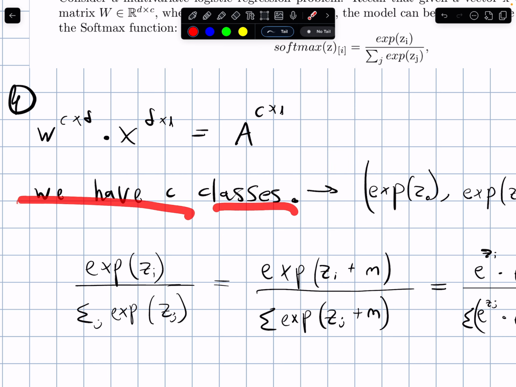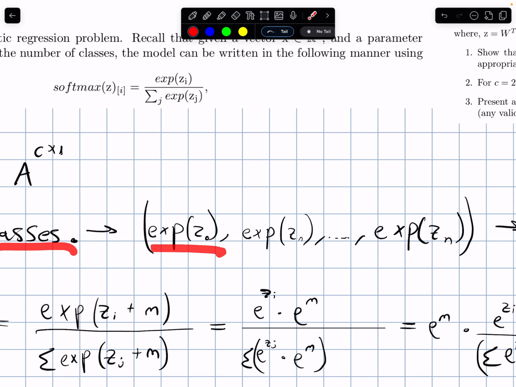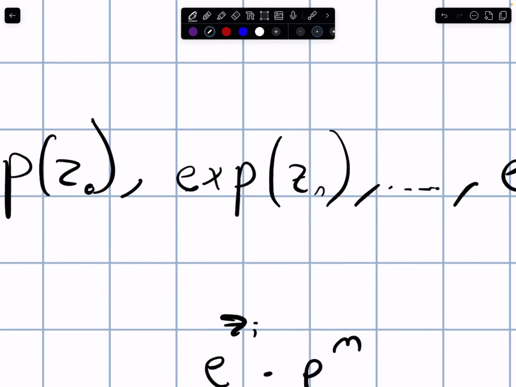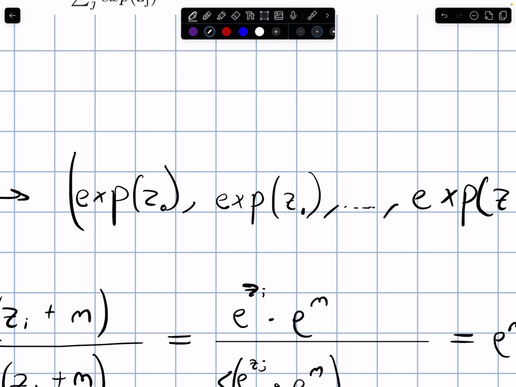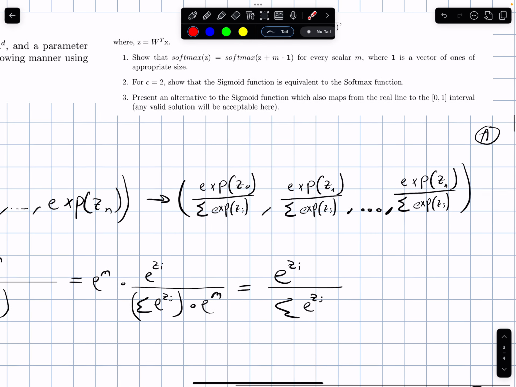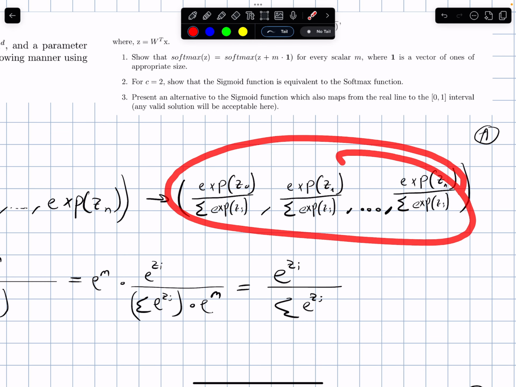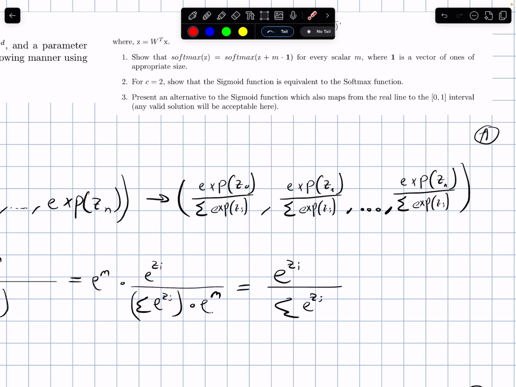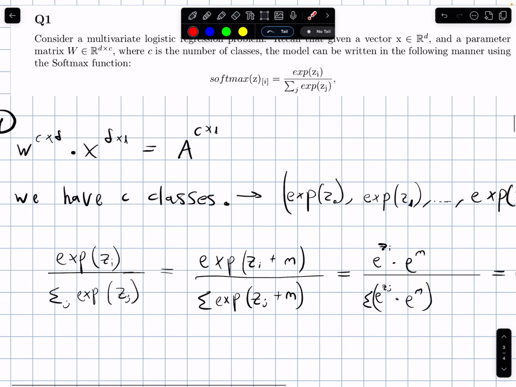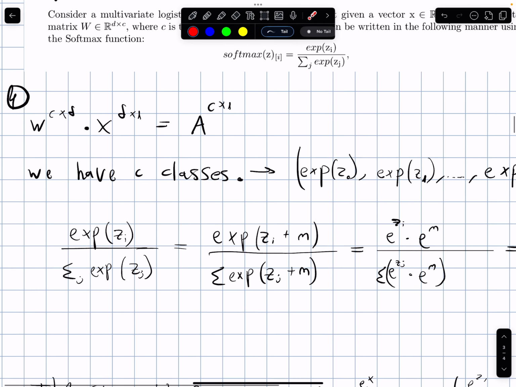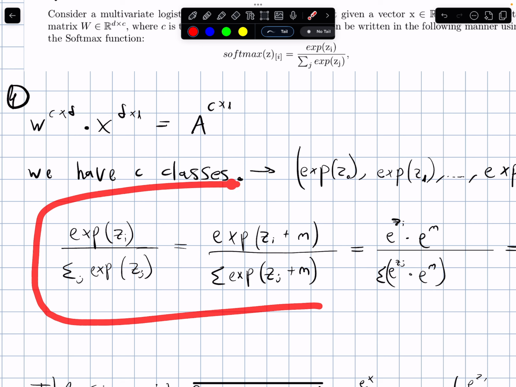So we have C classes. So we have e to the power of z0, e to z1, up to zn. This is my 1, but it's close to n. I cannot write. Okay, anyway. What I did is write it as a long version, so it's clear to everyone how the softmax works. And now I compare both of them.